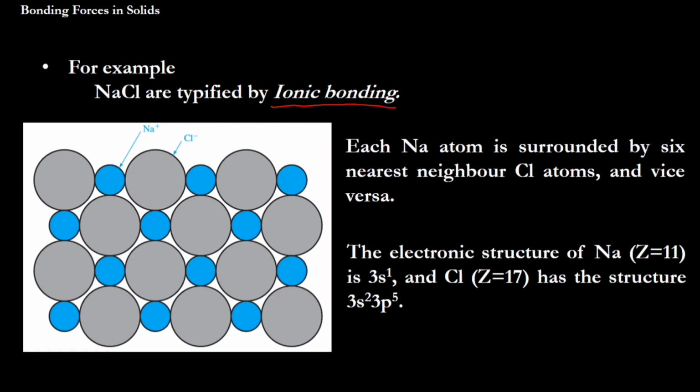What is the chemical name of the salt? That is NaCl. It's made up of a sodium atom and a chlorine atom. Each sodium atom is surrounded by 6 nearest neighbor chlorine atoms and vice versa.